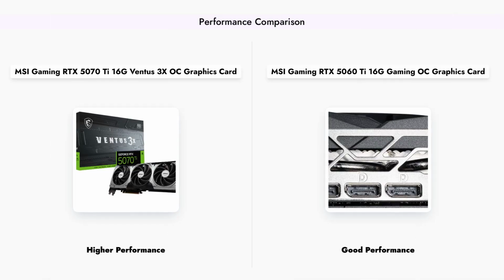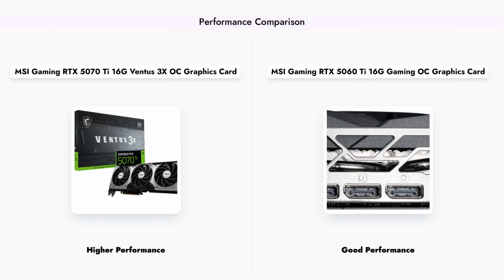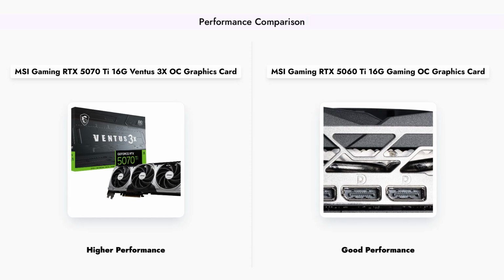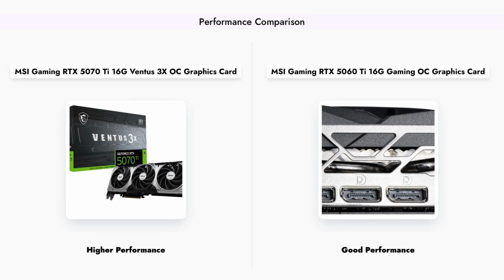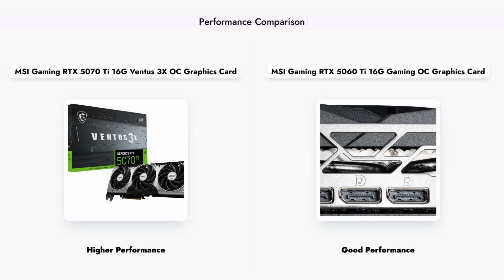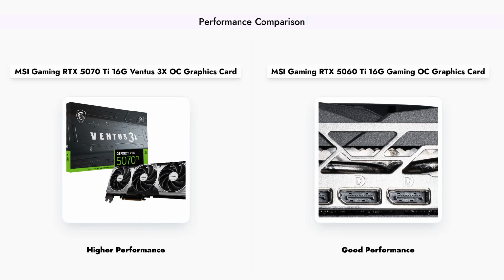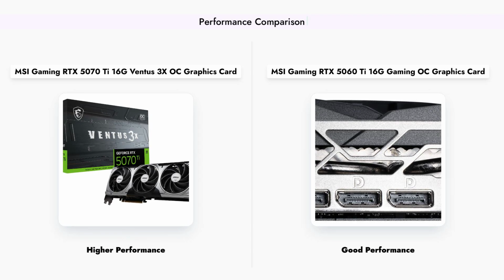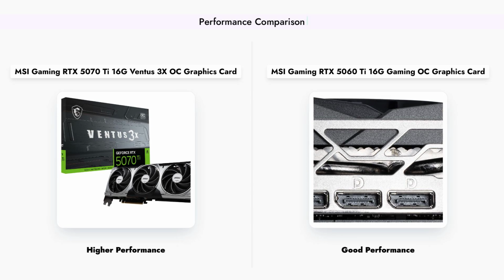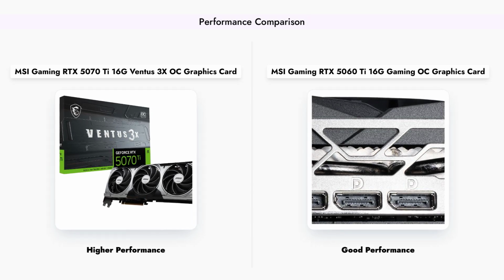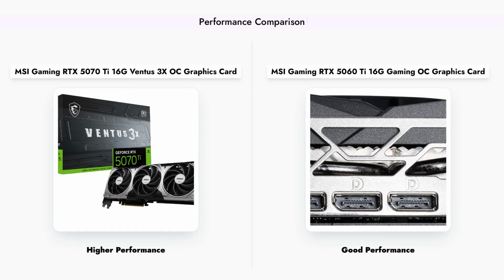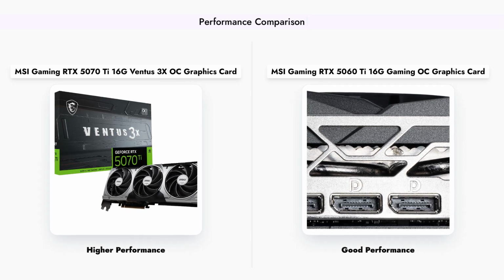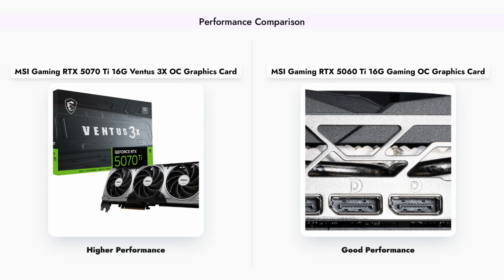The MSI Gaming RTX 5070 Ti is built on the NVIDIA Blackwell architecture and boasts a significant performance advantage over the RTX 5060 Ti. With a boost clock speed of 2,497 MHz and a 256-bit memory interface, it delivers exceptional gaming experiences and handles demanding applications with ease. In contrast, the RTX 5060 Ti, while still offering good performance, has a narrower 128-bit memory interface and a boost clock that is yet to be announced. This makes the RTX 5070 Ti the superior choice for gamers looking for the best performance.